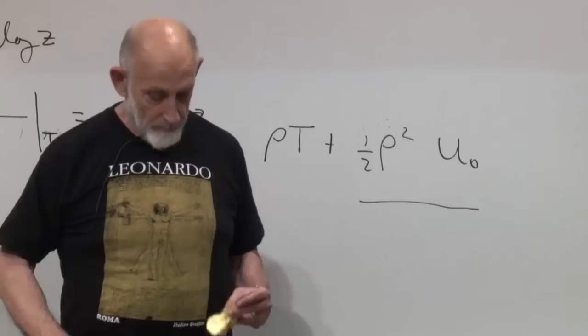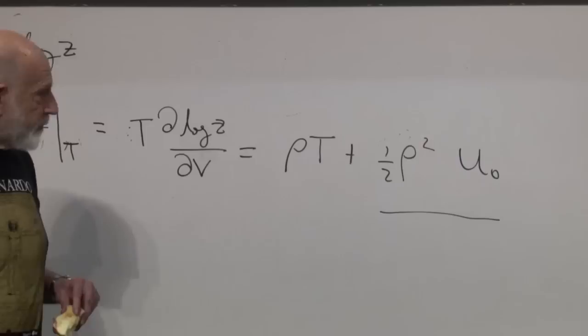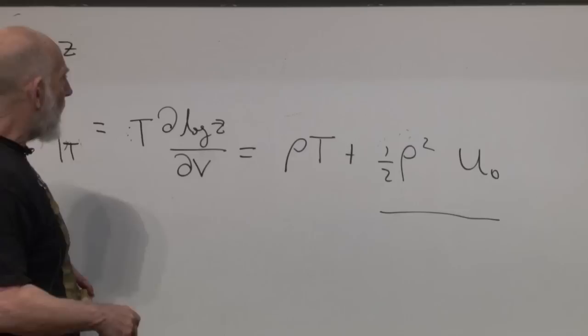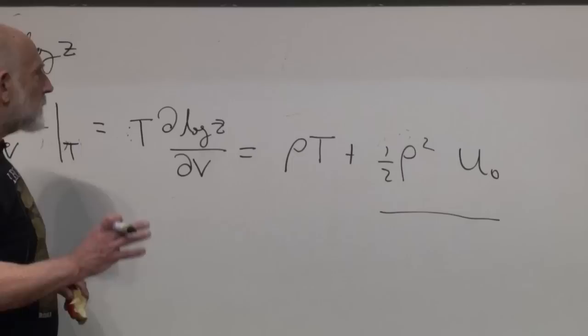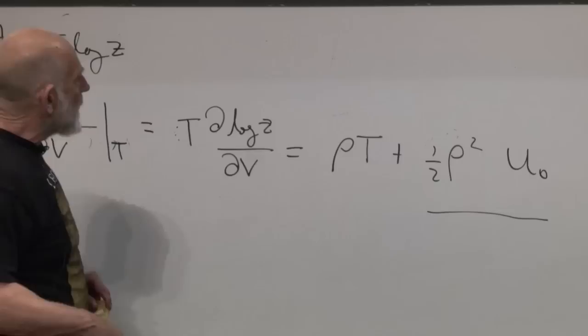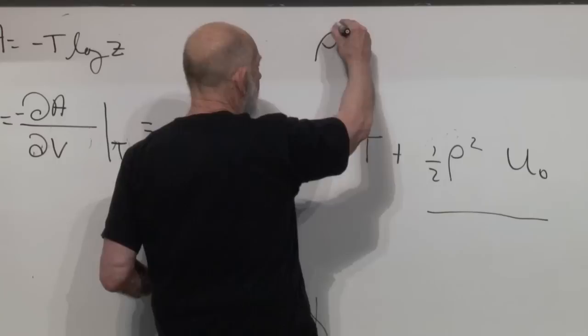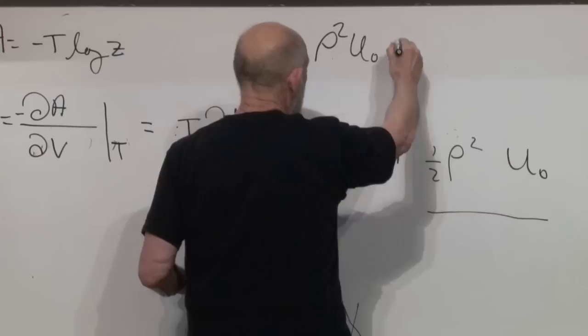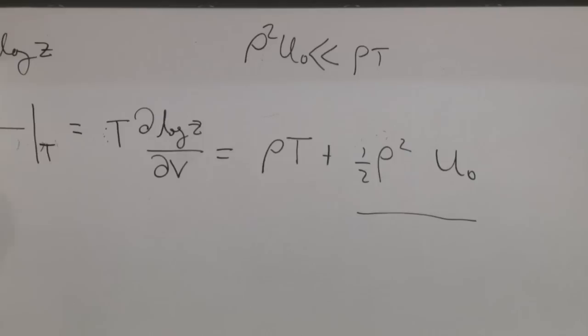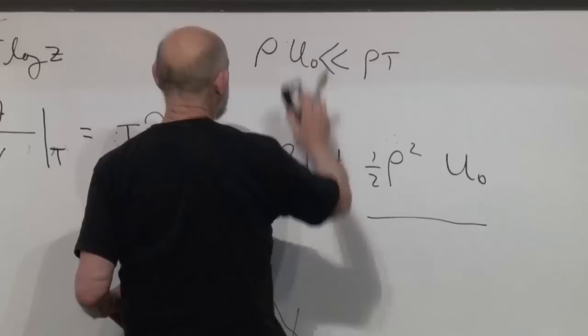Could we say that this is the approximation where rho cubed is much smaller than rho squared? That's it? Yeah. But you really should calculate the next term and ask when it's bigger or smaller. So when is it a good approximation to just keep this term? It's a good approximation, the ideal gas, when rho squared u-naught is much less than rho times the temperature. Let's divide by rho. In other words, when the temperature is bigger than rho times u-naught.